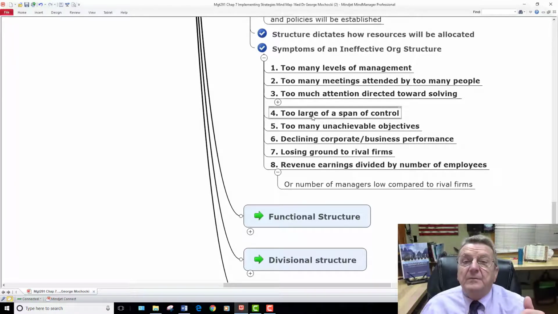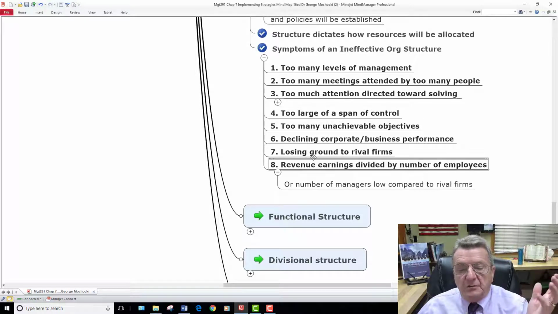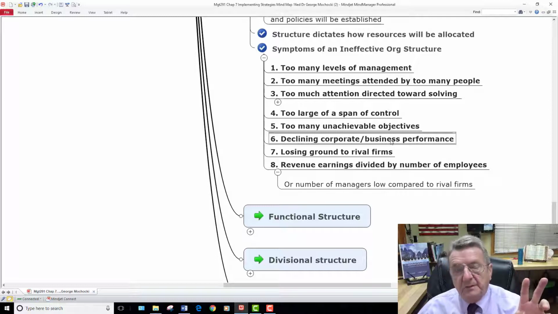Once you have a better trained workforce, your span of control could be a little bit wider, or narrower. Okay, losing ground to rival firms, declining corporate business performance. Remember, you're doing two at the same time.